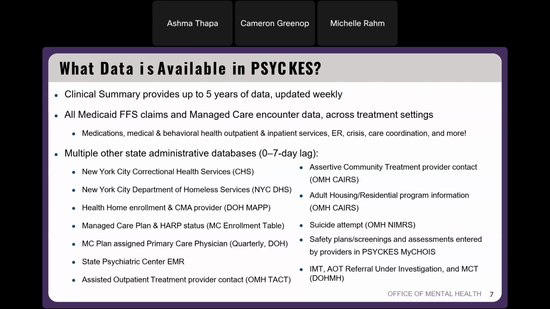So if somebody spends some time in a state PC, we have state PC EMR data feeding into Psyches. We have AOT Act information, residential and adult housing program information coming in from CARES. And then we have suicide attempt information. And the data for this comes from NIMRS, and it includes all available data. So even if a suicide attempt occurred 15 to 20 years ago, that would still show up in our application.